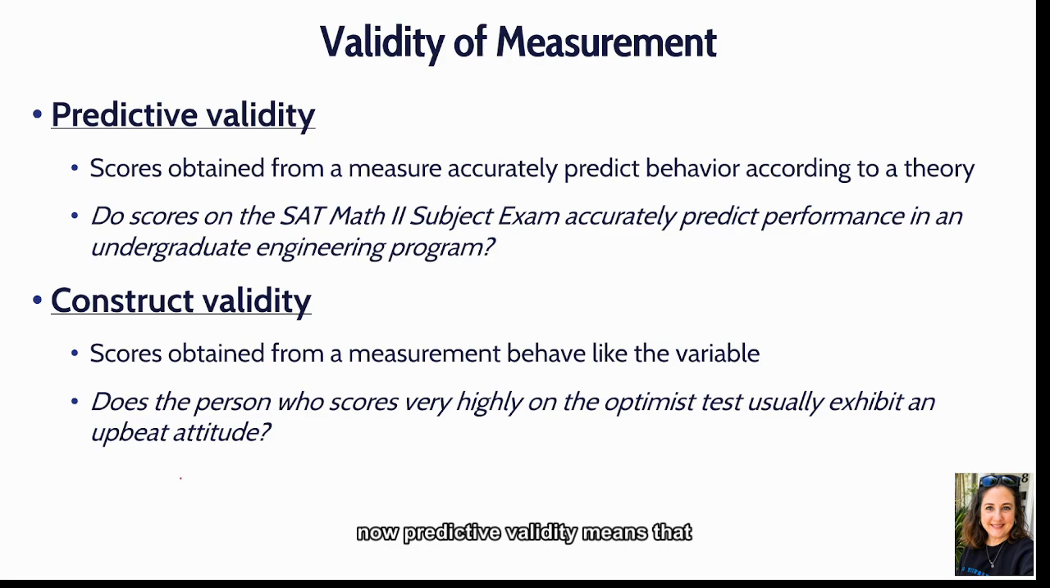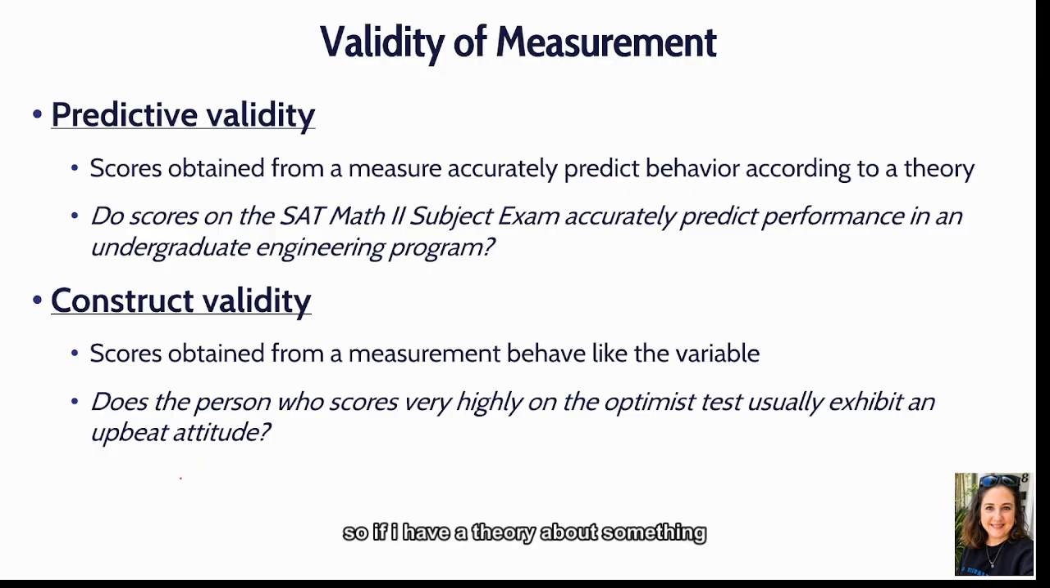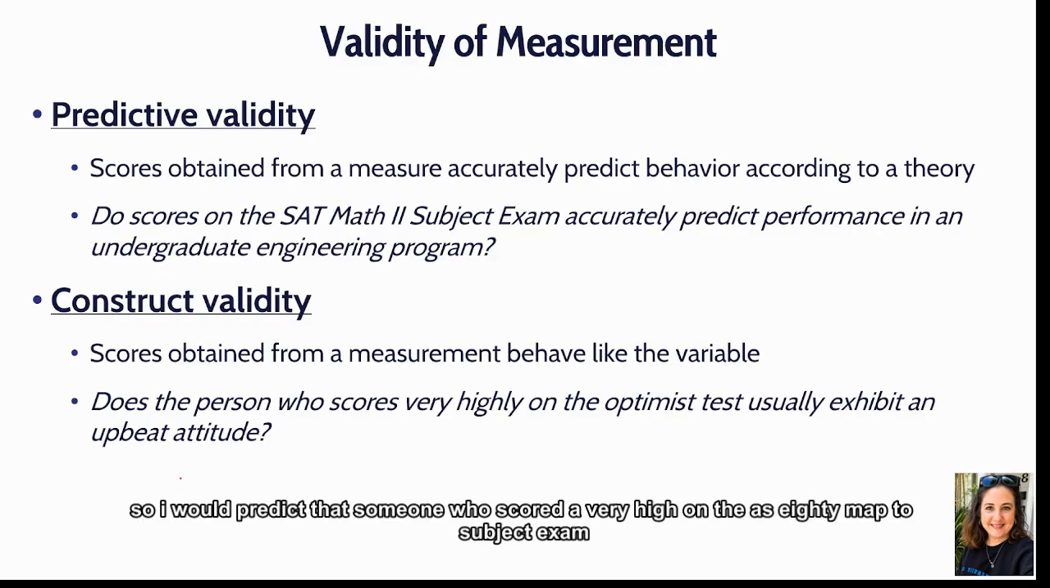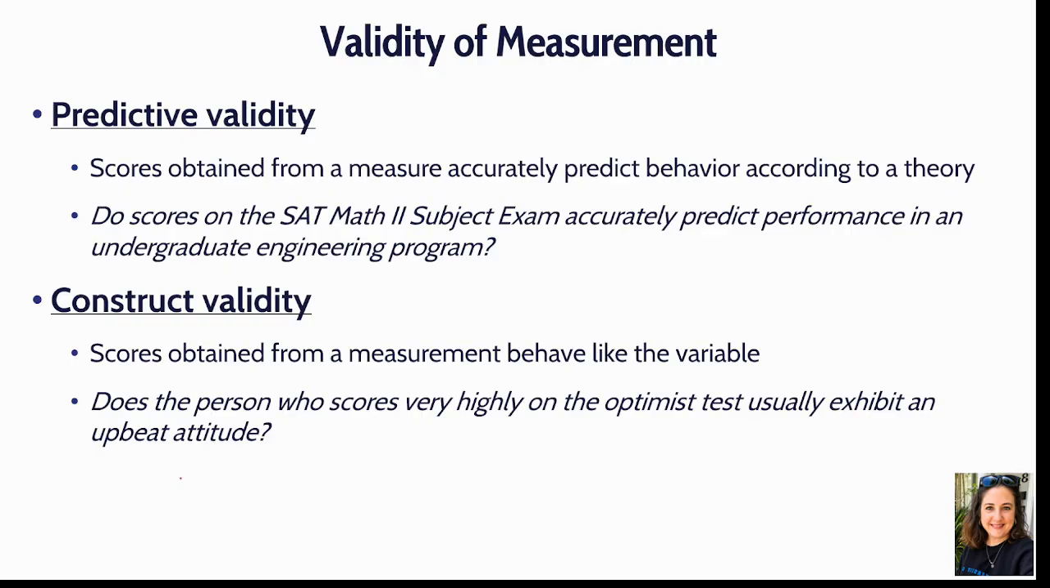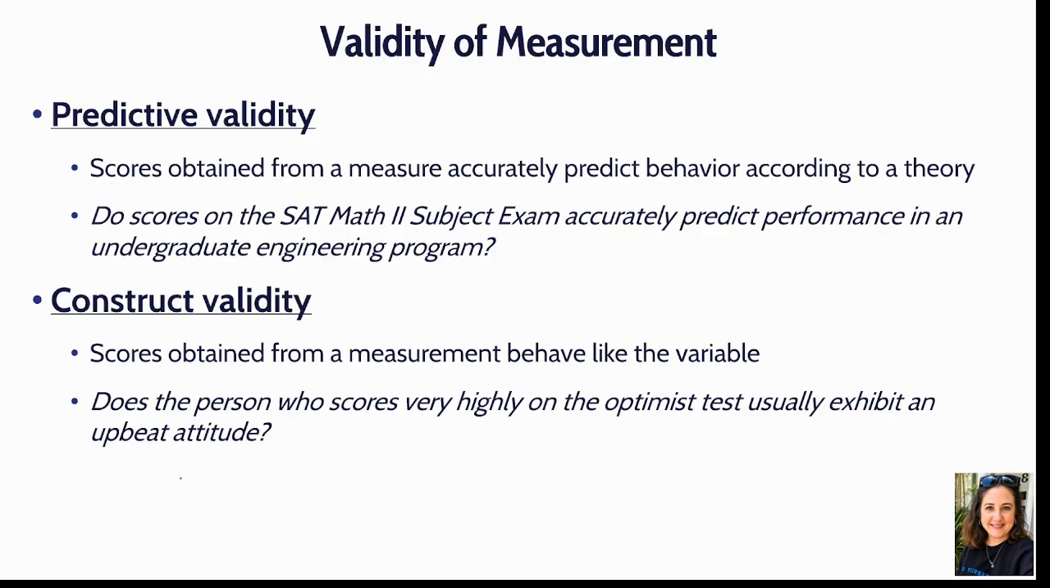Now, predictive validity means: do the scores that we obtain from a measure accurately predict behavior according to a theory? So if I have a theory about something, say engineering being a heavily mathematical major, I would predict that someone who scored very high on the SAT Math 2 subject exam would do well in at least the math portion of an undergraduate engineering program.